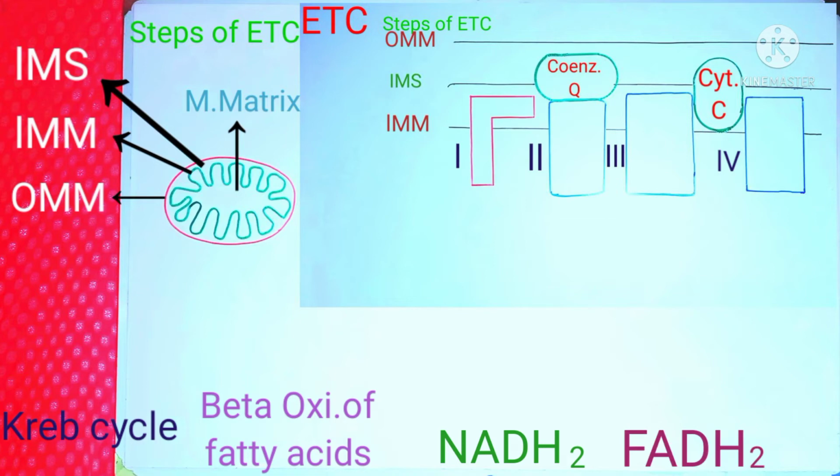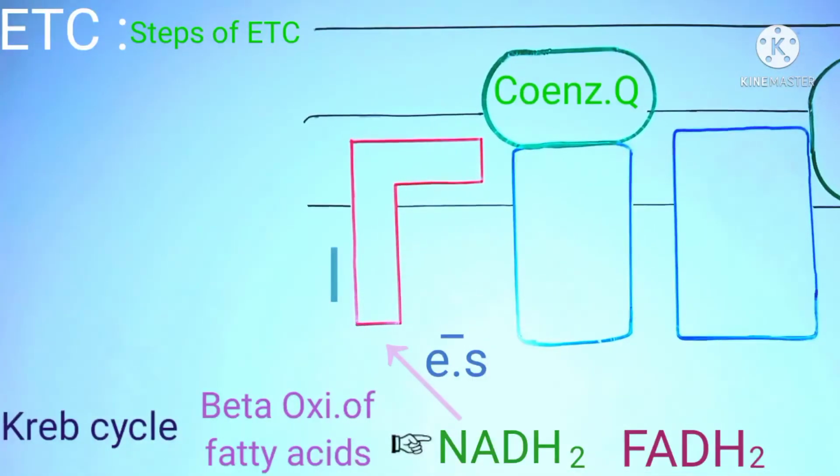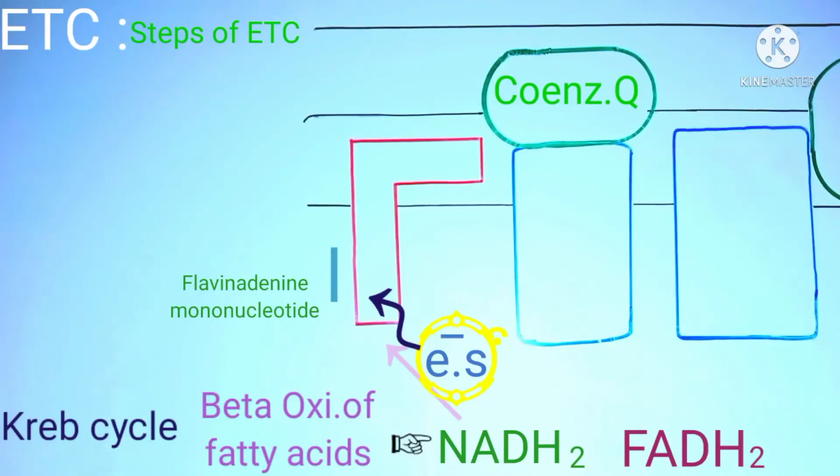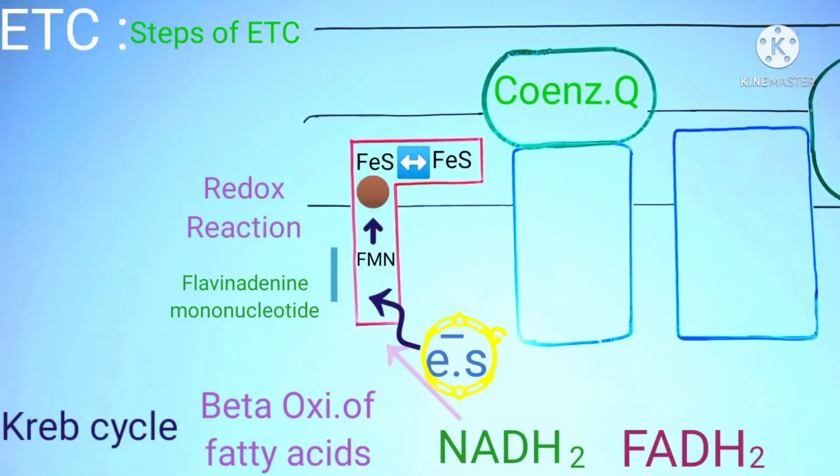Now the electron transport chain activates when the NADH2 transfers its electrons to the first complex. In this first complex, the electrons are first received by the flavin adenine mononucleotide, shortly called the FMN prosthetic group. The FMN then transfers these electrons to the iron sulfur protein. This movement happens by the redox reaction, during which the ferrous ions move from the ferrous state to the ferric state, depending upon when they accept and remove electrons.